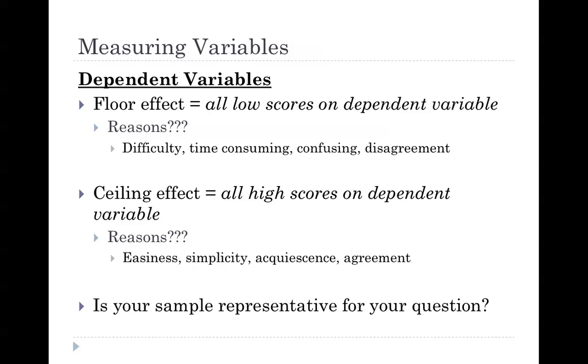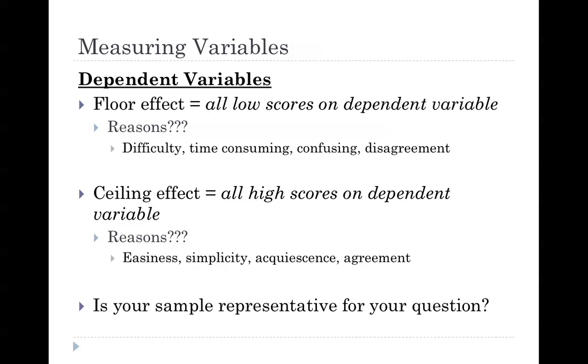And as well, if there's just a lot of agreement on what you're actually asking participants, they may score really high. So for instance, if I were to ask you, how much do you look forward to your Fridays, a lot of people would probably raise their hand and we'd thus have a ceiling effect. We'd have a lot of high scores on this dependent variable.